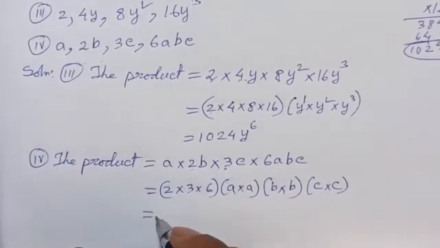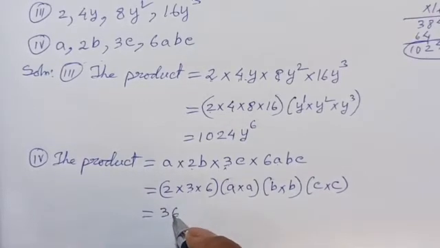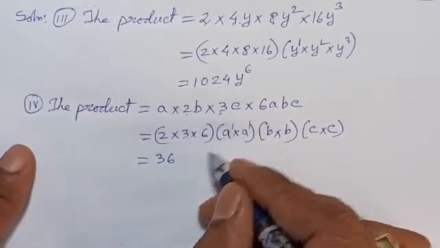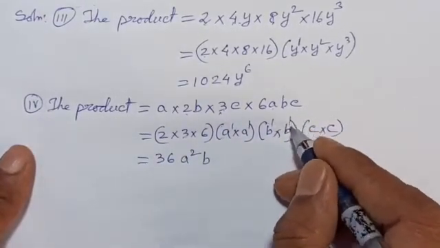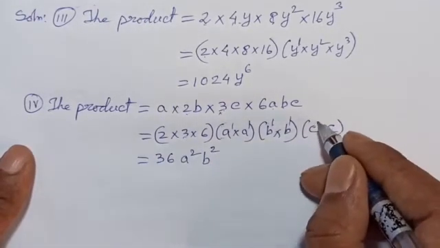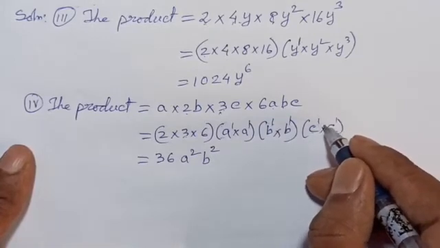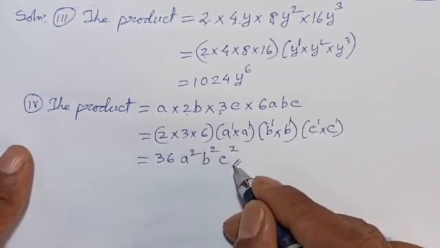2 into 3 is 6, 6 into 6 is 36, so we are getting 36. A into A, here is power 1, here is power 1. We have to add the powers, then A square. Next is B. Here power 1, here power 1. B into B is power 1 plus power 1, that is B power 2. Here C power 1, here also C power 1. So C into C means we add the powers, then we are getting C square. Here this question is over. I hope you can understand that.